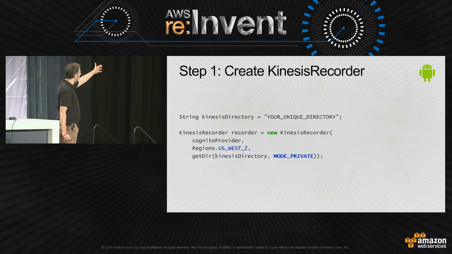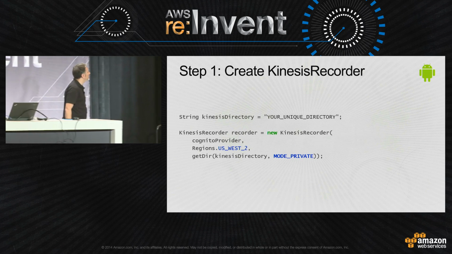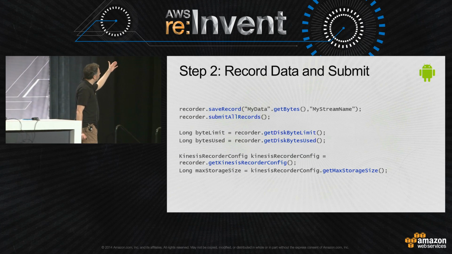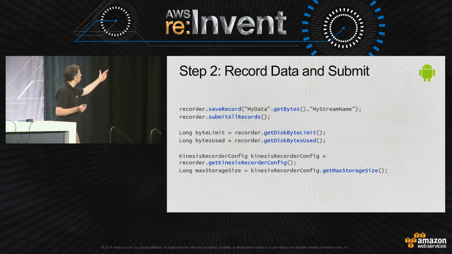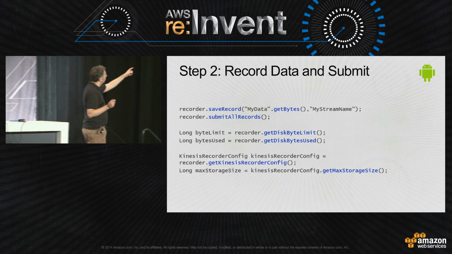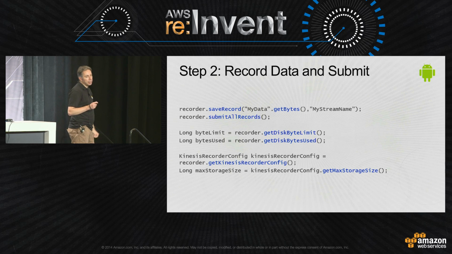Then you create the recorder. You pass the Cognito provider credential. Of course, the role will allow this user to submit events to a specific stream. And then you specify the region, and then you get the directory. Mode private is what we suggest, to have a private directory for your application. And then with the recorder, you can save a record, and you just have to take any string. You have to transform the string into a byte array, but just get bytes. And then specify the stream to which you want to send the information.